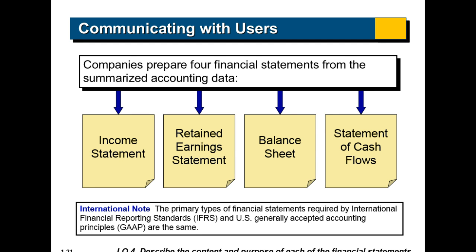So know the 4 primary financial statements: the income statement, the retained earnings statement, the balance sheet, and the statement of cash flows. Those are the 4 financial statements we're going to talk about in this class. Okay?